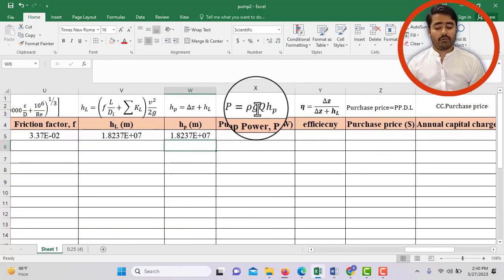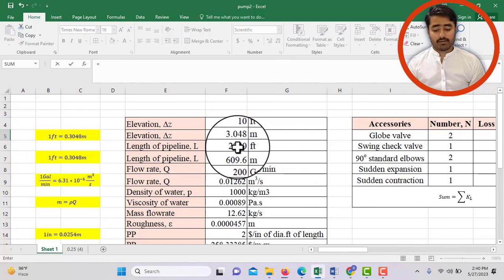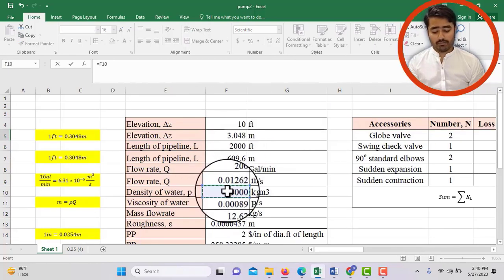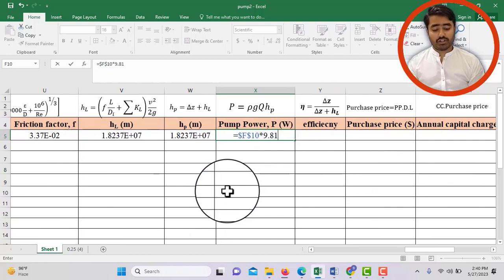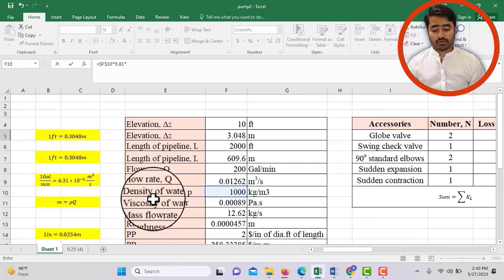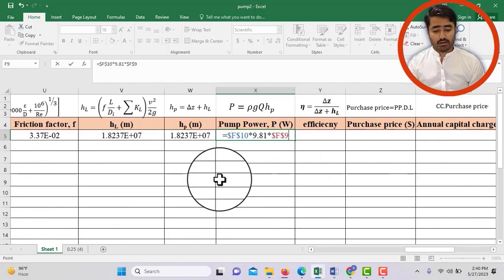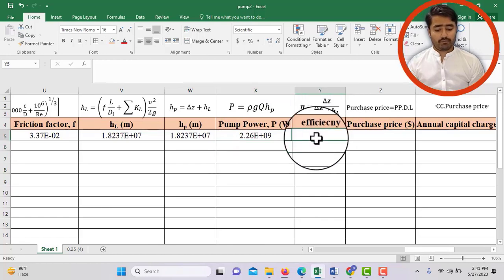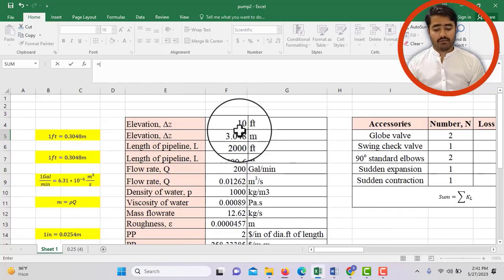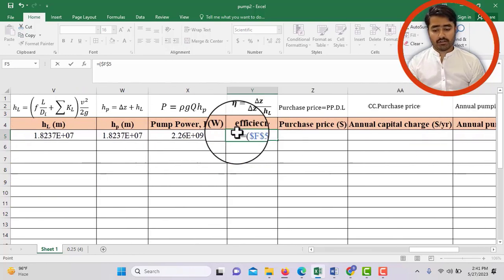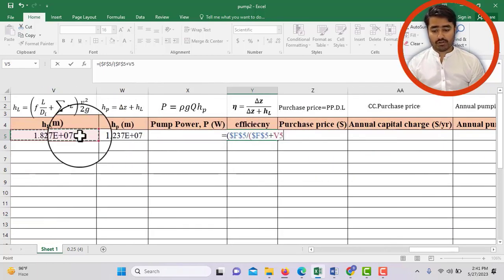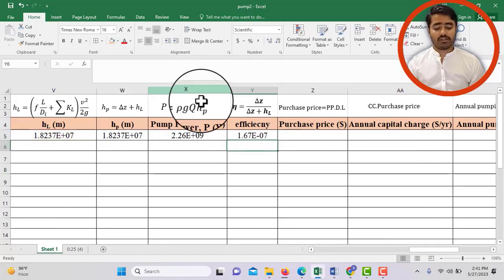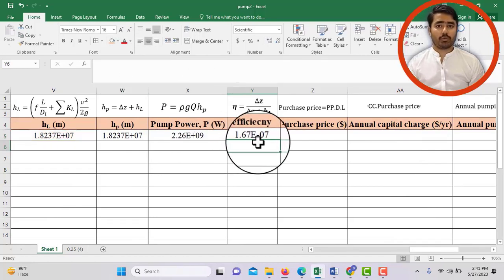So in order to calculate the power, multiply the density. Density is 1000 kg per meter cube. Multiply by the gravitational acceleration and the volumetric flow rate, which is constant. So I need to fix this cell as well, and the pump head. So you need to calculate the efficiency now. Divide the elevation difference as it is fixed. So I am pressing the 4 key and divide it by the same term plus the head loss due to friction. So the efficiency calculated is 1.67 into 10 raised to power minus 7.